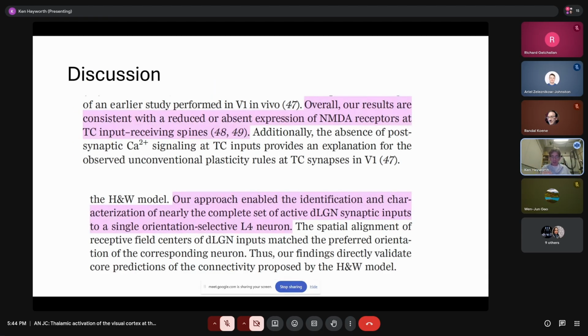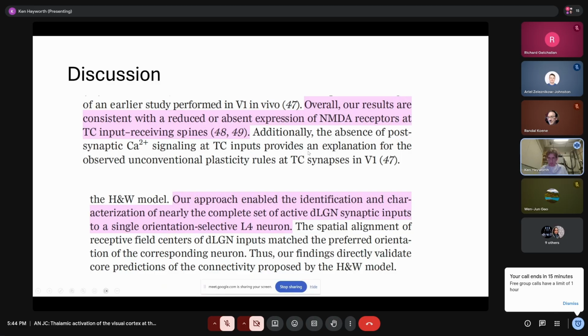Okay, so a couple of the main results of this paper. I guess the astonishing part of the paper, the unexpected part, is that overall our results are consistent with a reduced or absent expression of NMDA receptors at thalamocortical input receiving spines. And this is where it says, additionally, the absence of postsynaptic calcium signaling at TC inputs provides an explanation for the observed unconventional plasticity rules at TC synapses in V1.